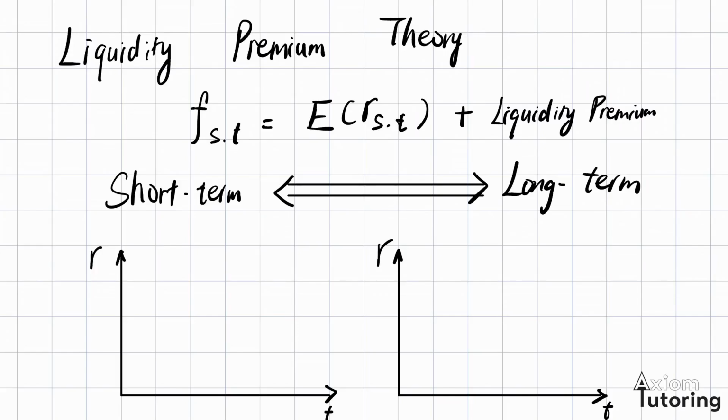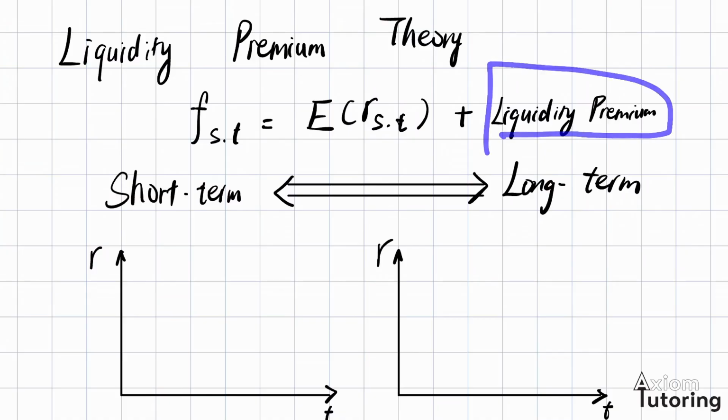Hi, in this video we'll go over the liquidity premium theory. In the previous video we explained the expectations theory, which says that the forward rate is the unbiased estimator of the future spot rates. This theory adds the notion of the liquidity premium.